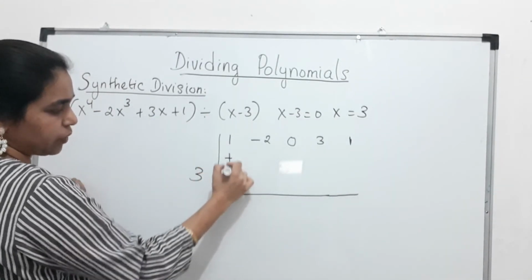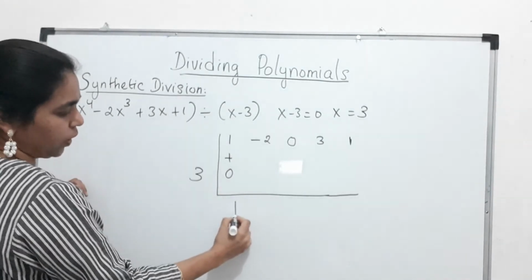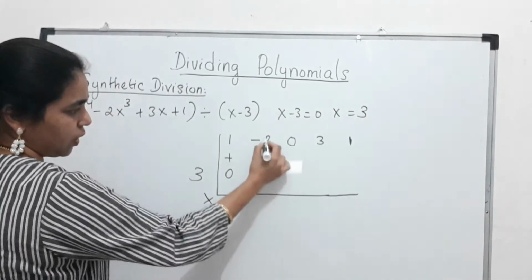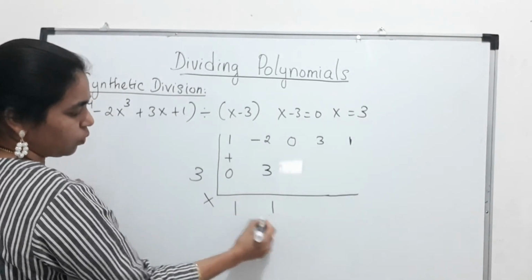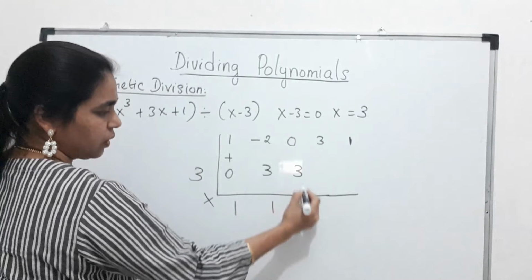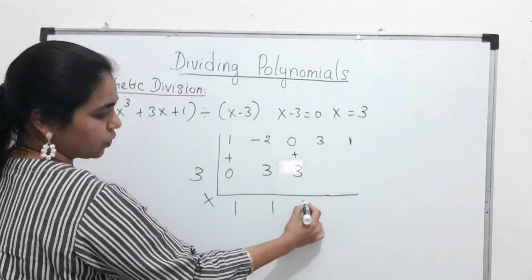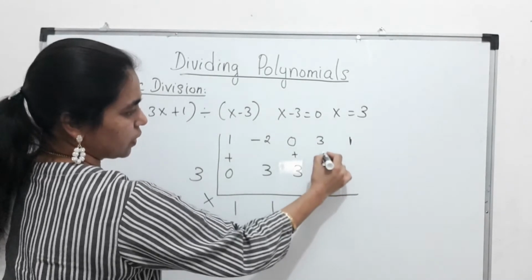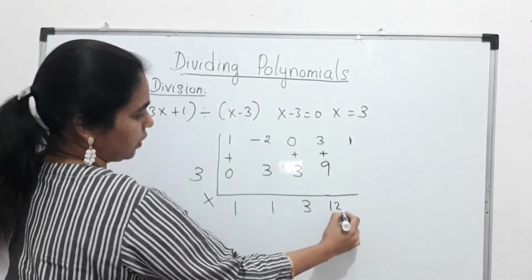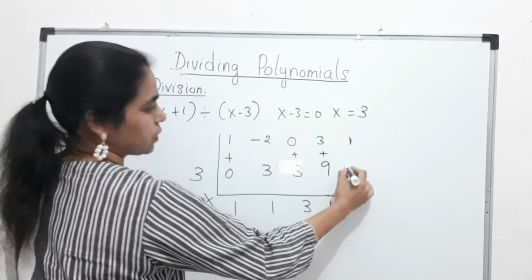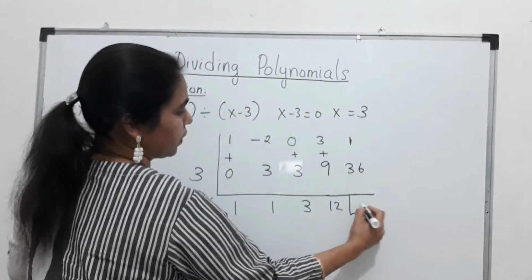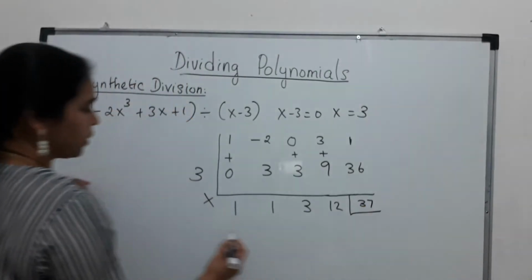So in here you have to add 1 plus 0, which will be 1. 1 times 3 will be 3 here, and when you add these two you will get 1. 1 times 3 will be 3 again, and 0 plus 3 will be 3, and then 3 times 3 is 9, and then 3 plus 9 is actually 12. 12 times 3 is 36, so 36 plus 1 will be 37. Okay, so that is the remainder here too.